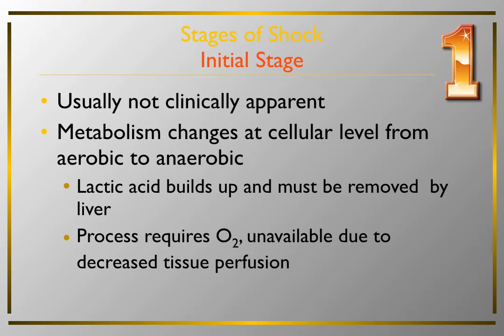So let's talk about the first stage of shock, which is the initial stage. Usually this is not clinically apparent, and metabolism changes are at a cellular level from aerobic to anaerobic. When we talk about aerobic versus anaerobic metabolism, aerobic metabolism means oxygen is used to help with that metabolism. But when the body can't compensate enough to give enough oxygen, it converts over to anaerobic metabolism, which then things like lactic acid start to show up. And lactic acid builds up and must be removed by the liver.